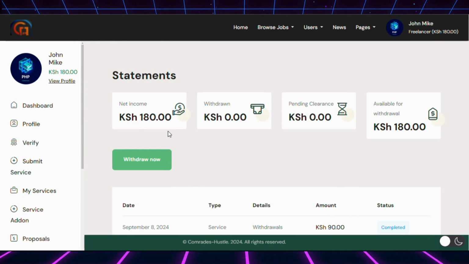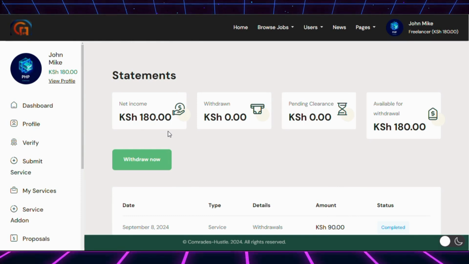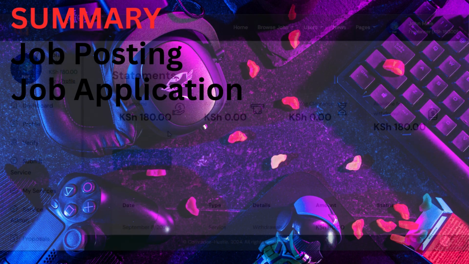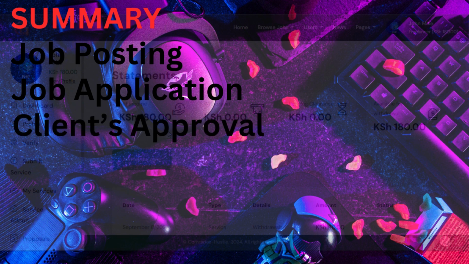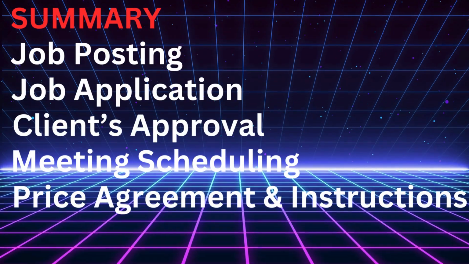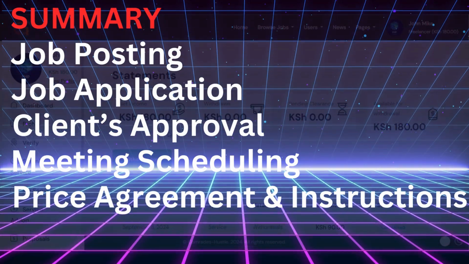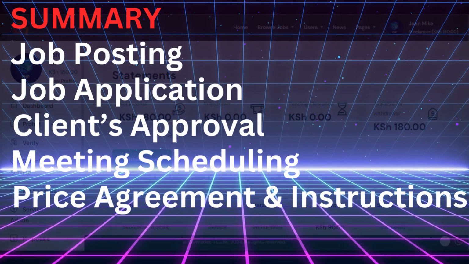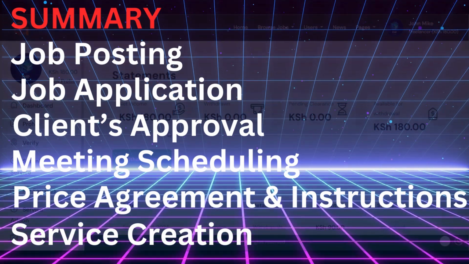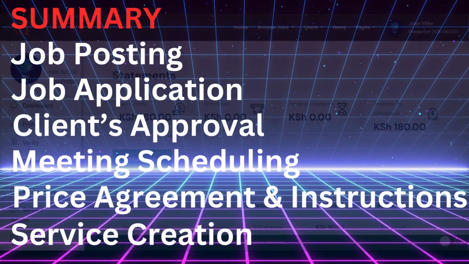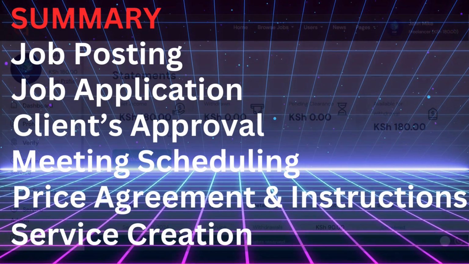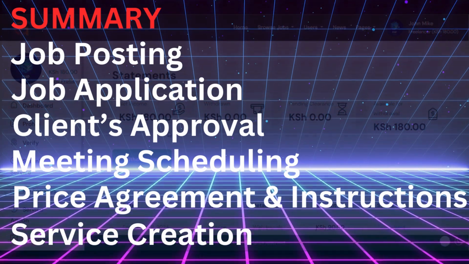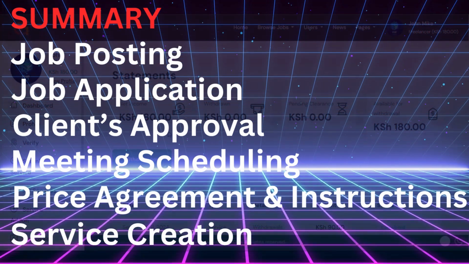And so this is how you can work on a specific job. The client posts the job, the freelancer applies, the client approves, they agree on the price and how the job is supposed to be done. Again, the freelancer sends an invoice, like a service, to be paid first. After paying, he works on the job, and after completing and submitting the job, the client marks the job as completed, and he receives his cash.